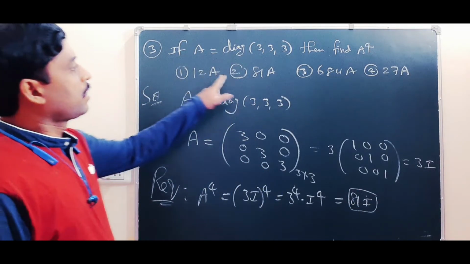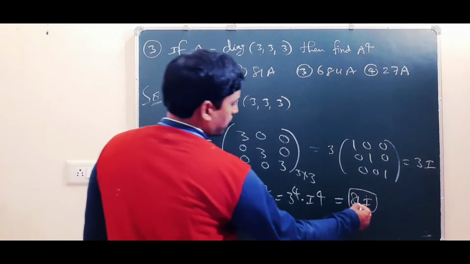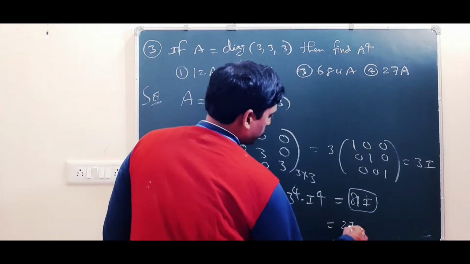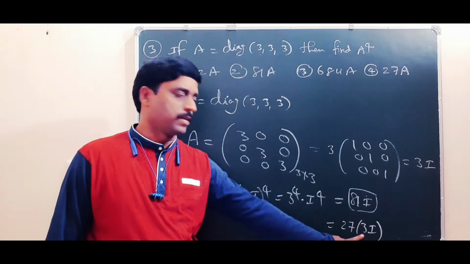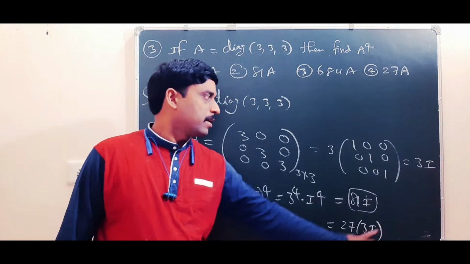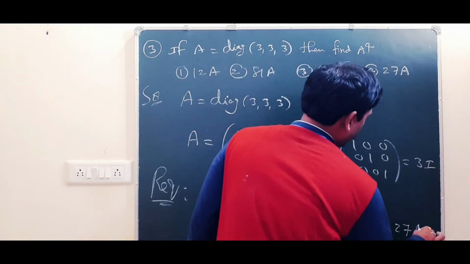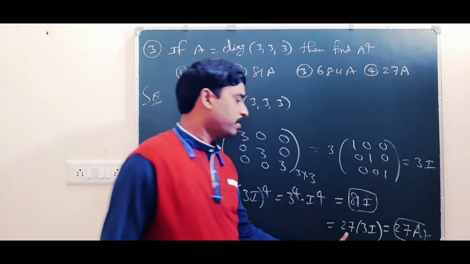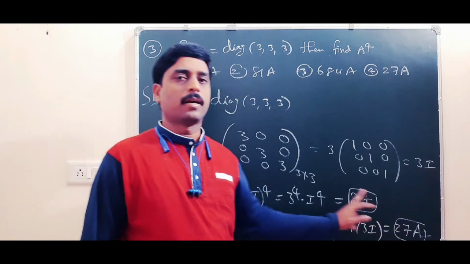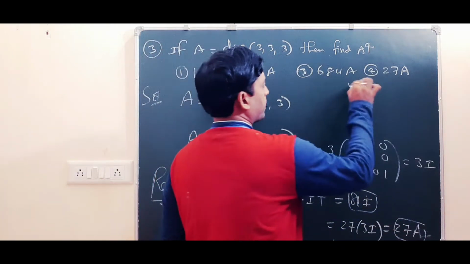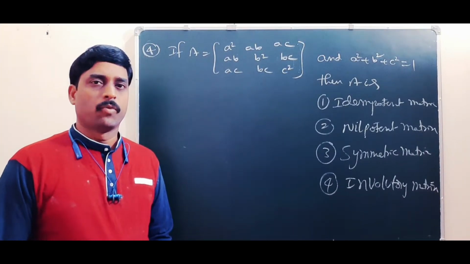So the options are 12A, 81A, 684A, 27A. 81I can be written as 27 into 3I. 81 can be written as 27 into 3. This 3I is nothing but A. So the answer is 27A. Wherever 3I is there, we should write A. So 27A is correct, or 81I is correct. Which option is there? 27A is given, the fourth option is correct. Okay, moving to the next question.